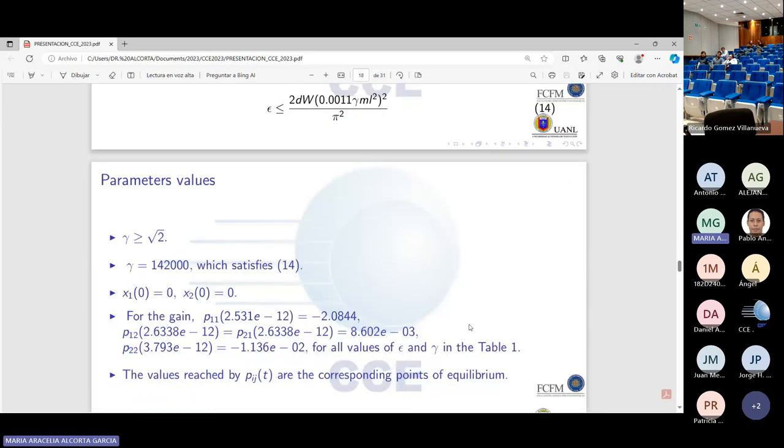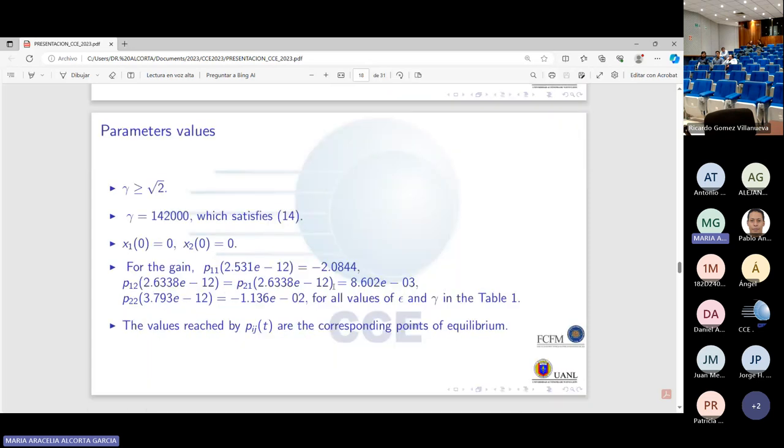The parameter values that participate are gamma, the initial conditions for X, and the conditions for the gains of the risk sensitive control, given here. A value of gamma greater than or equal to square root of 2 is taken into account so that the solution of the gain matrix of the control has solutions in real numbers.